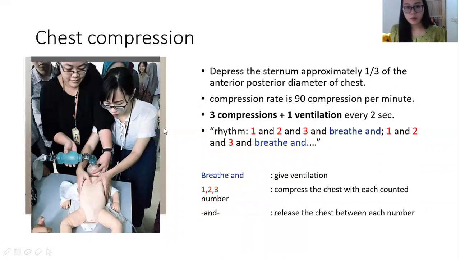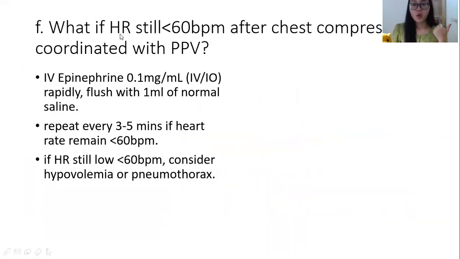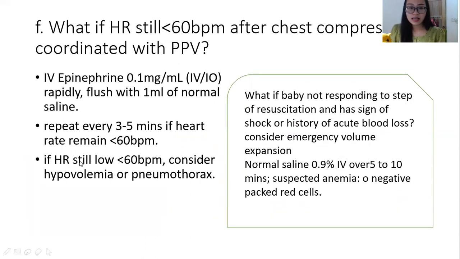At the same time, this position actually has the advantage of preventing you from fatiguing easily. What if the heart rate is still less than 60 beats per minute after chest compression with PPV? Then we have to administer IV epinephrine every 3 to 5 minutes. If let's say the heart rate is still low, then we have to consider whether this is a hypovolemic shock or pneumothorax case. If it's a hypovolemic shock, then we have to consider giving emergency volume expansion, which is by giving normal saline 0.9% IV over 5 to 10 minutes.